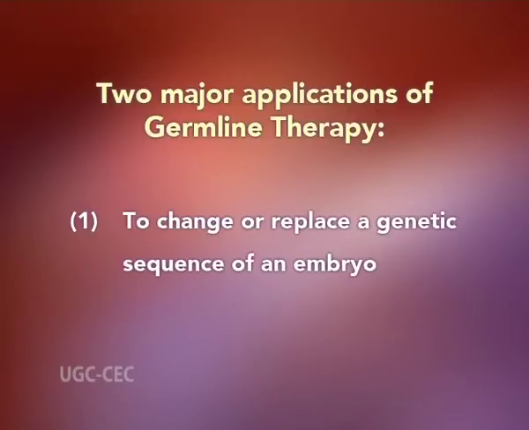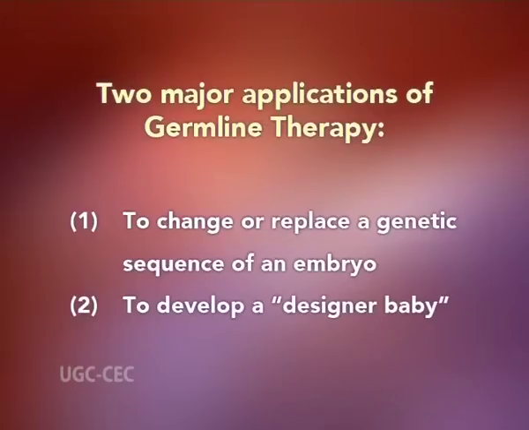One, to change or replace a genetic sequence of an embryo that, if left unchanged, would result in a lethal disease, for example, Tay-Sachs disease, a neurodegenerative condition with a 100% mortality rate by age 5 years, or to develop a designer baby that bears some predetermined phenotypic trait. Fears of the latter have forced many governments to prohibit germline gene therapy in humans.